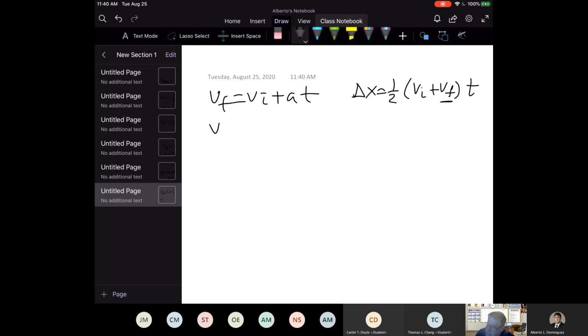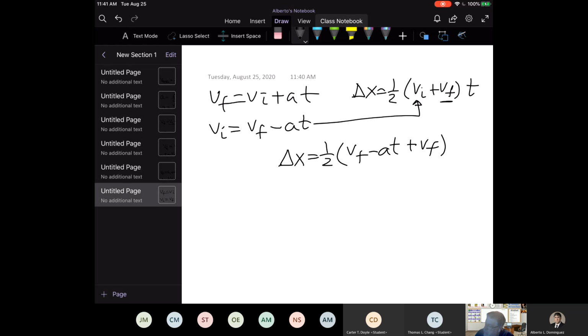But what if I rearrange this one? What if I make this one VI equals VF minus AT? And that's where that minus sign comes from that I was talking about. And then I'm going to take this and I'm going to plug it in here to get rid of V initial. So I'm going to get rid of V initial and only have VF. And that's going to give me that fifth equation that I've been hunting for. So delta x equals 1/2. V initial is V final minus AT. And then VF is just VF, leave it alone.